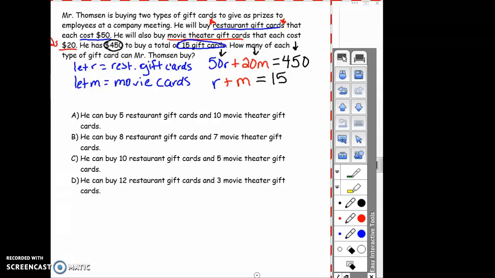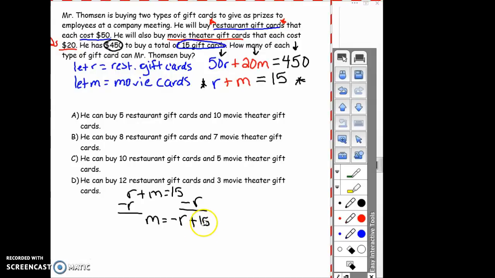Awesome. Now I need to solve it to find out how many restaurant and how many movie cards I can buy. Which equation does it look like it's easier to get one of the variables by itself? Well, to me, this one looks easier because I don't see any coefficients. So I'm going to go ahead down here below and write r plus m equals 15. I'm going to choose to get the m by itself. You could choose either one. I'm choosing the m. So the first thing I'm doing is subtracting r from both sides. I have m equals negative r plus 15.